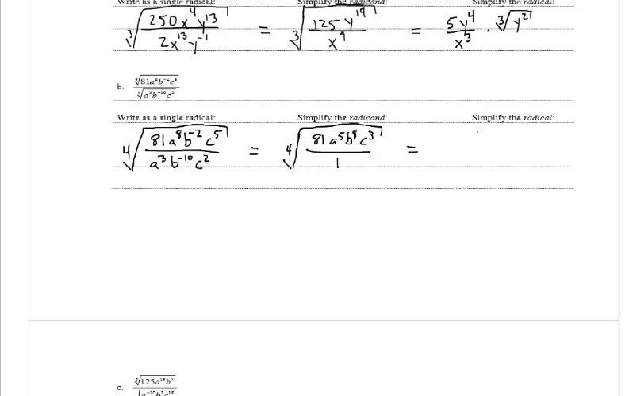And now we want to simplify the radical. So 81 could be written as 3 to the 4th, so we have a 3. The 4th root of a to the 5th is a times the 4th root of a. So we're going to have one factor of a still inside the 4th root. And now we have the 4th root of b to the 8th is b squared. And we have c cubed. So we don't have the nth power of c inside the radicand, so we cannot take any c's out of the radical. So we're going to be left with the fourth root of a c cubed.